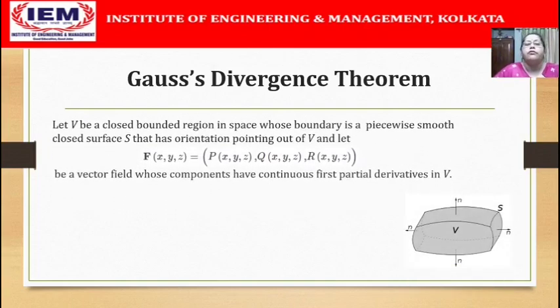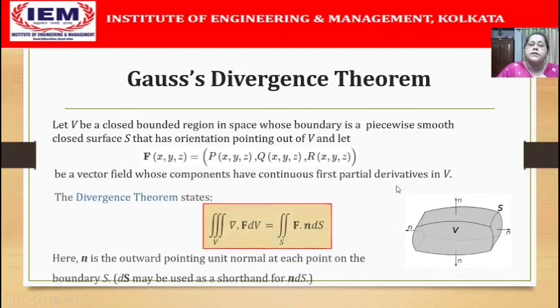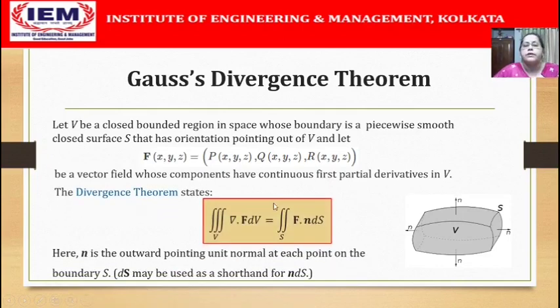So let V be a closed bounded region in space whose boundary is a piecewise smooth closed surface S that has orientation pointing out of V. And let F(x, y, z) given by P(x, y, z), Q(x, y, z), R(x, y, z) be a vector field whose components have continuous partial derivatives in V.